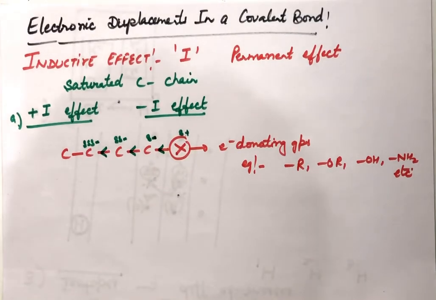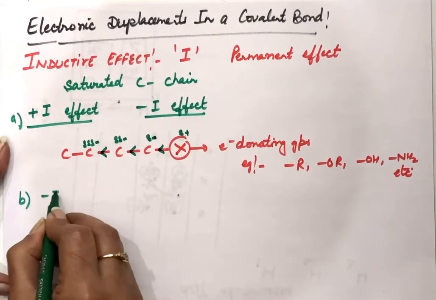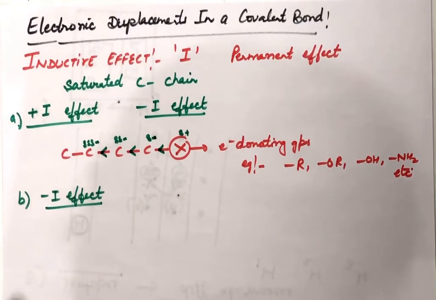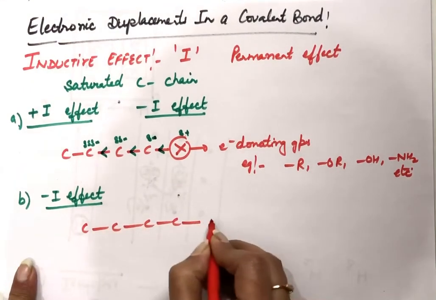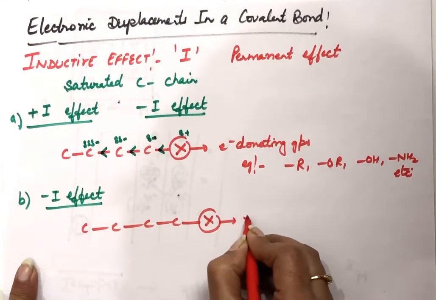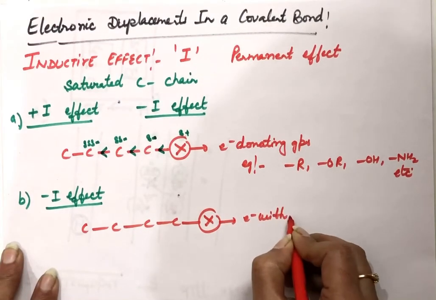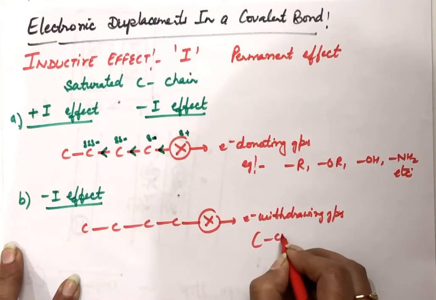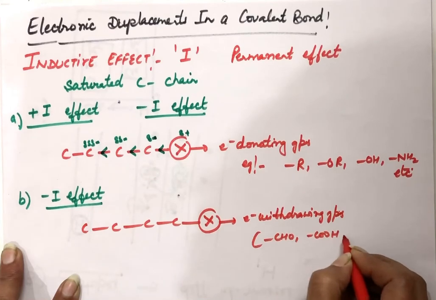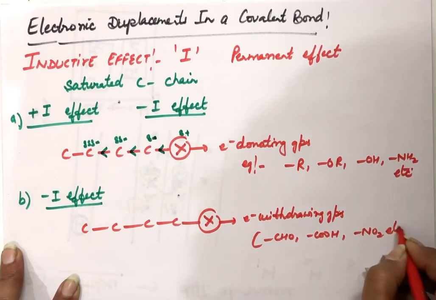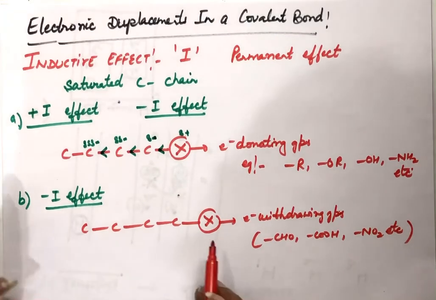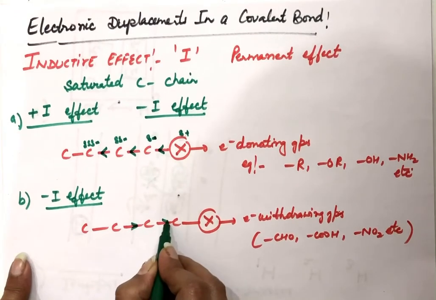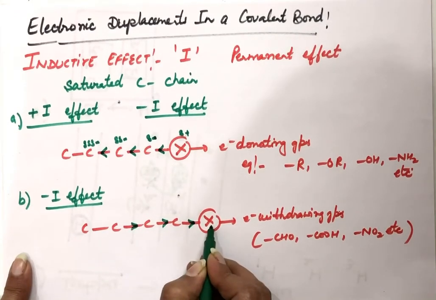Next is minus I effect. In case of minus I effect, if to the end of the saturated carbon chain there is a group which is electron withdrawing in nature, examples of electron withdrawing groups are CHO group, COOH group, nitro group, etc. So what will this group do? It will pull electrons from the carbon chain to its side. So electrons from the carbon chain will start moving towards this atom.